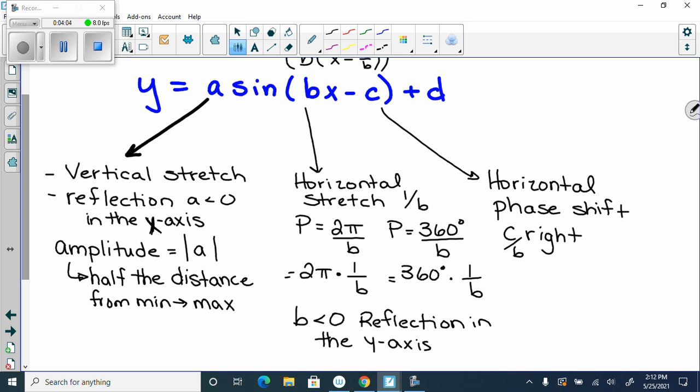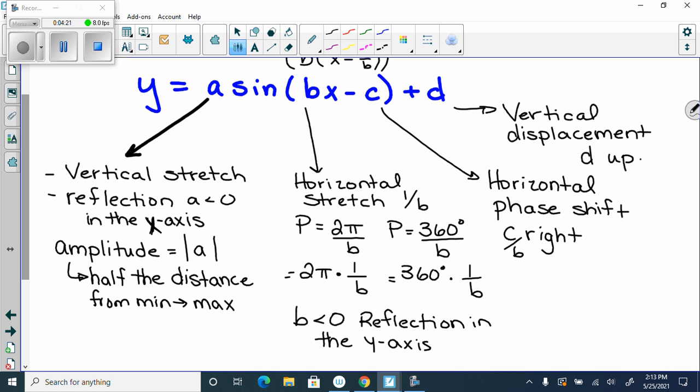And then D is a vertical displacement. Remember it has that weird word? D up in this case.